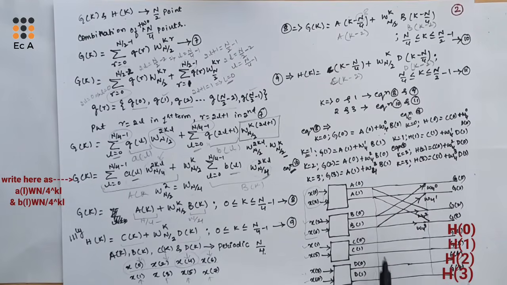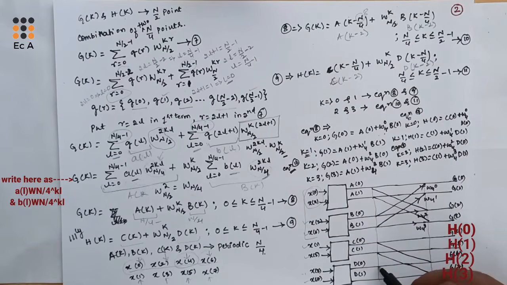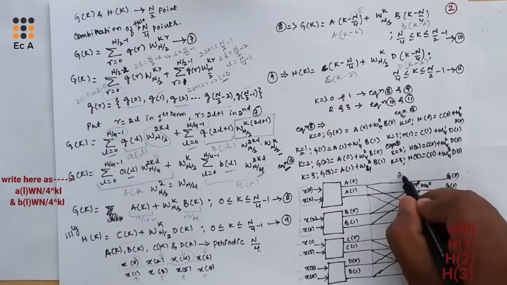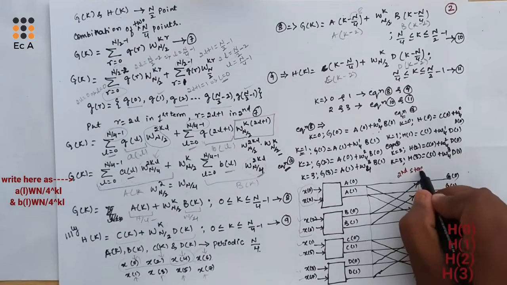In the same way, we can join these two, and here we can join these 2 points, and here it will be w4 to the power of 0, w4 to the power of 1, w4 to the power of 2, w4 to the power of 3. So, this is the second stage of decimation.